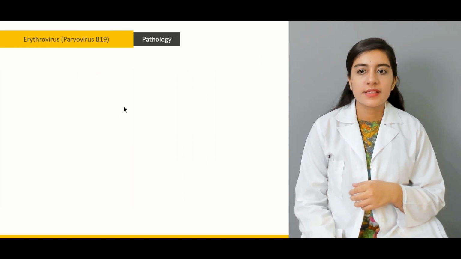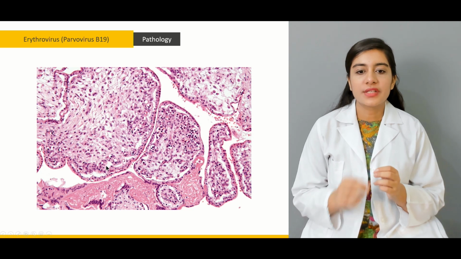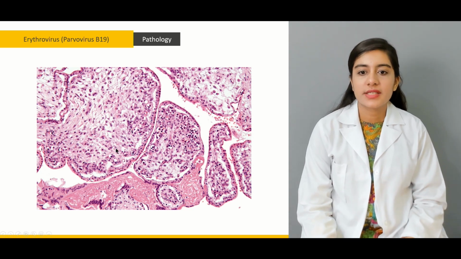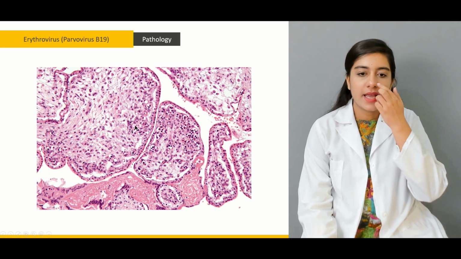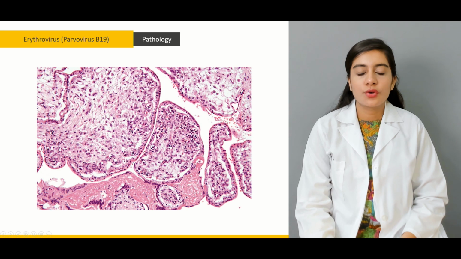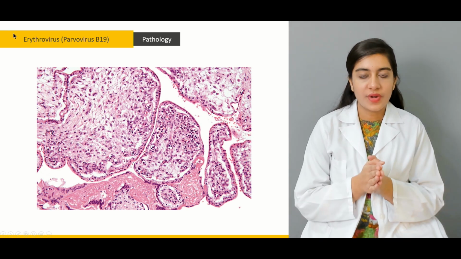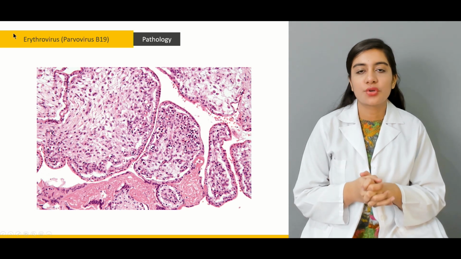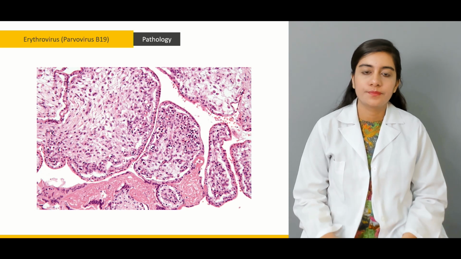The characteristic of erythrovirus under the microscope is the presence of lantern cells. If you can appreciate these cells over here or these cells over here, they are known as lantern cells, and this is their appearance under the microscope. So if there is one thing about erythrovirus that is important, it is the presence of lantern cells under the microscope.